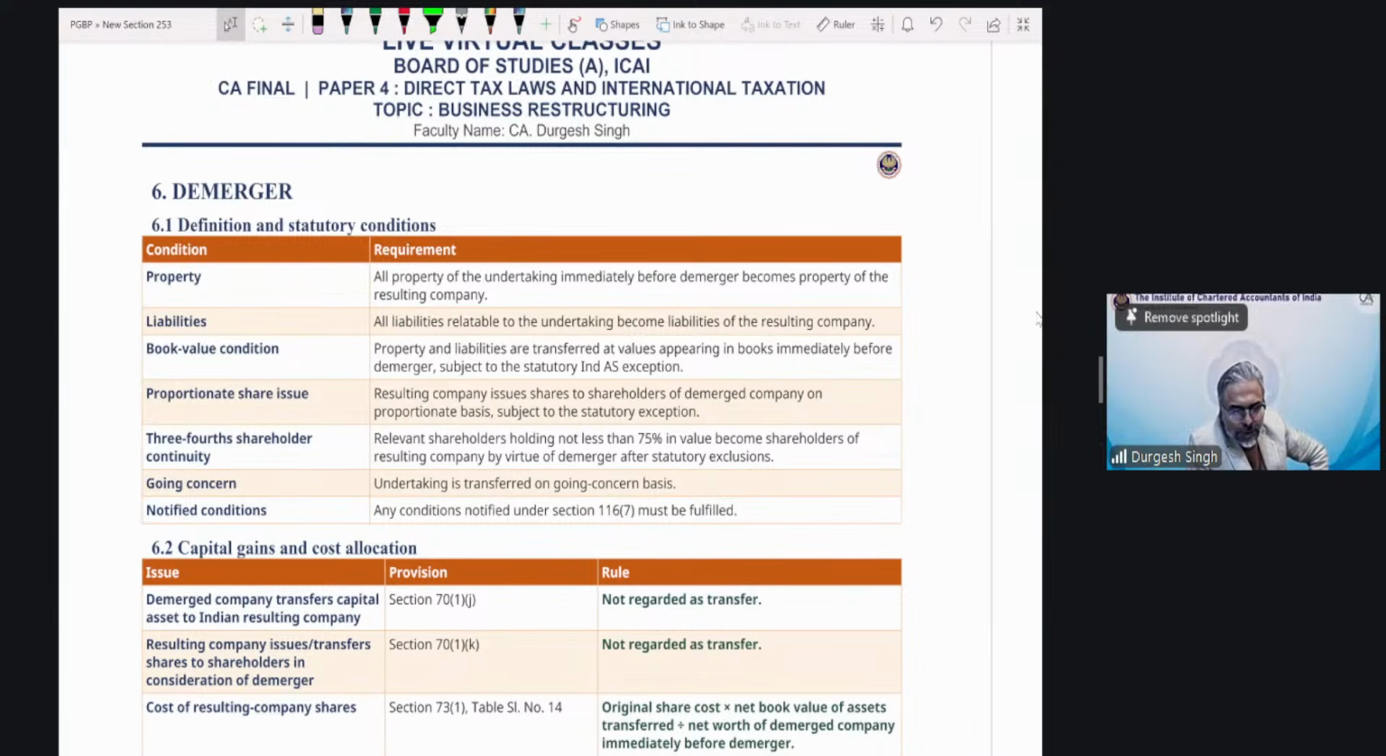Proportionate share issued. Obviously, students, the resulting company issues shares to the shareholders of the demerged company on a proportionate basis. It has to receive on a proportionate basis. All of you will agree? Yes. It has to receive on a proportionate basis, students. All of you will agree?